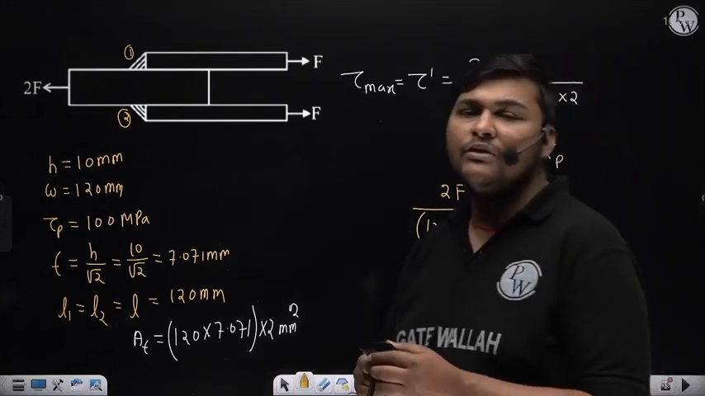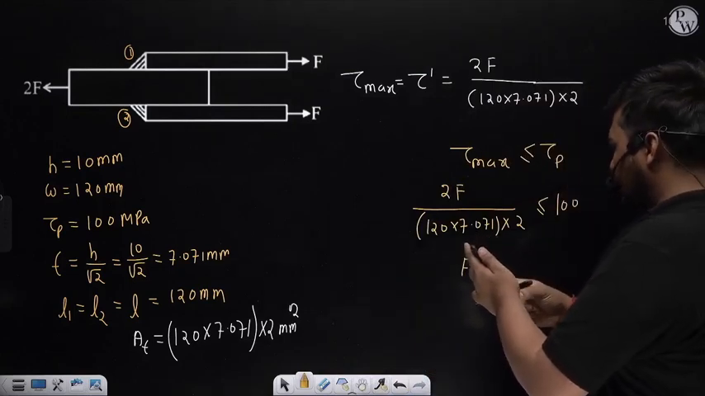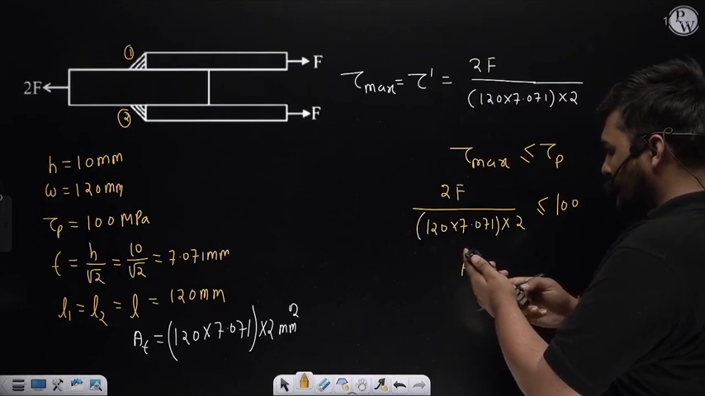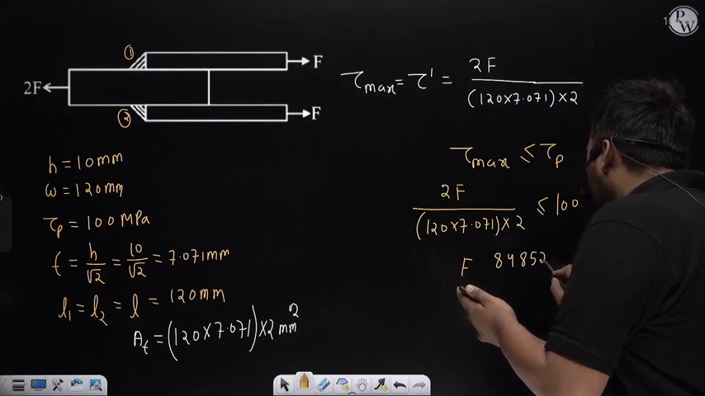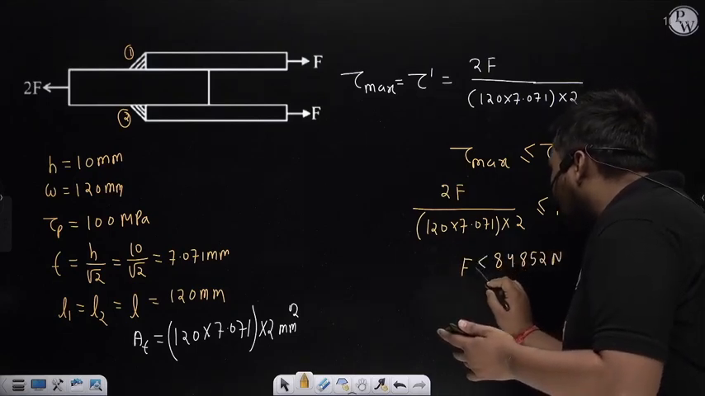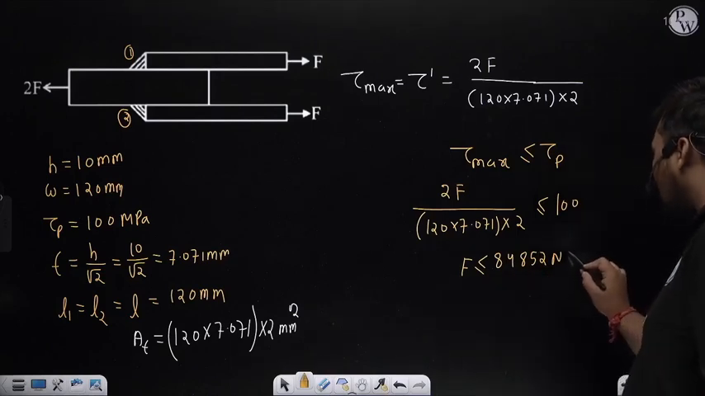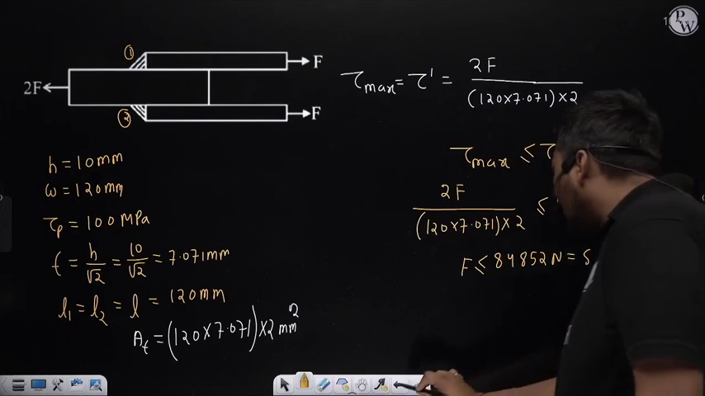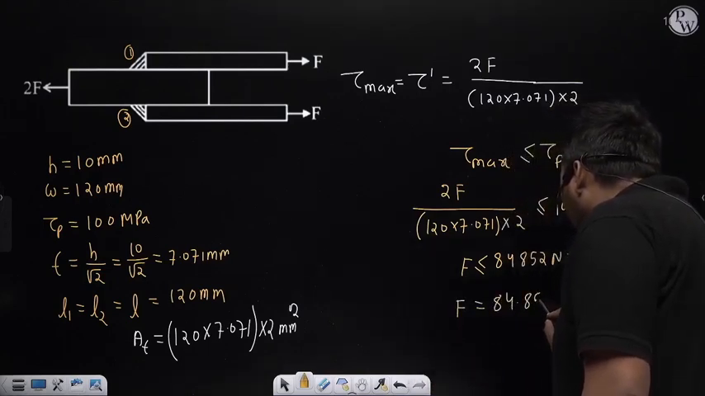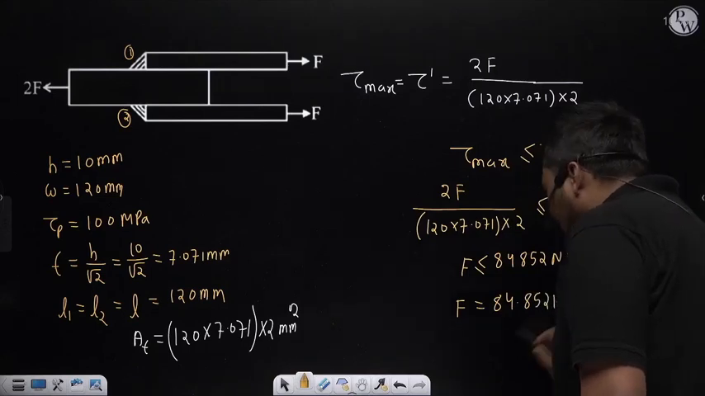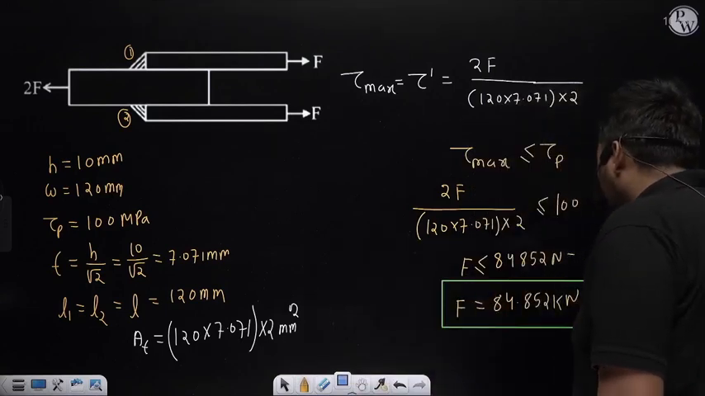To calculate the limiting value, use the equal sign: 100 into 120 into 7.071 into 2 divided by 2. It comes to 84852 Newton. Actual F should either be equal to this or less than this. If you convert this into kilonewton, F is equal to 84.852 kilonewton. So the limiting value of F is 84.852 kilonewton.